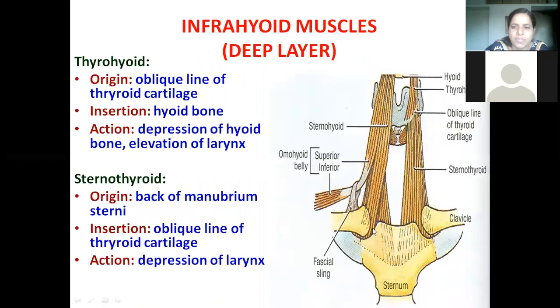Then if you remove these muscles, we will see thyrohyoid. That means from the thyroid cartilage to the hyoid bone. From the oblique line of the thyroid cartilage, it gets inserted to the hyoid bone. It also depresses the hyoid. Infrahyoid muscles all depress only. They also elevate the larynx. Then sternothyroid, from the sternum to the thyroid. Back of the manubrium of the sternum, the oblique line of the thyroid cartilage is the insertion. It depresses the larynx.